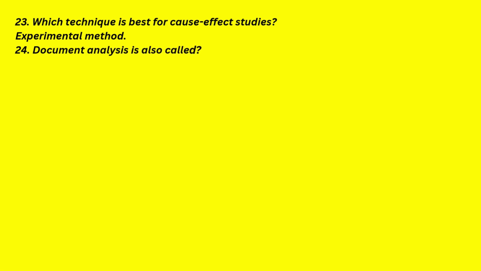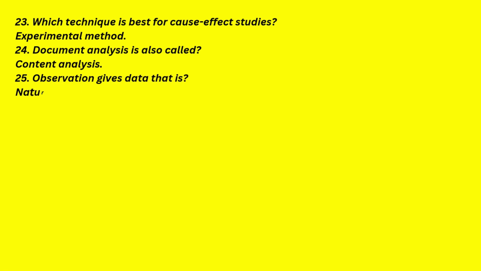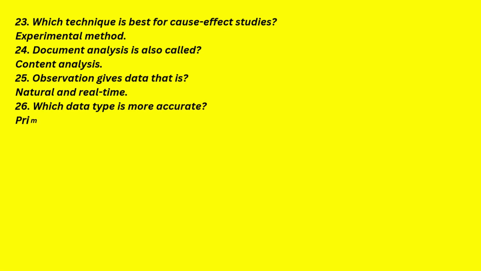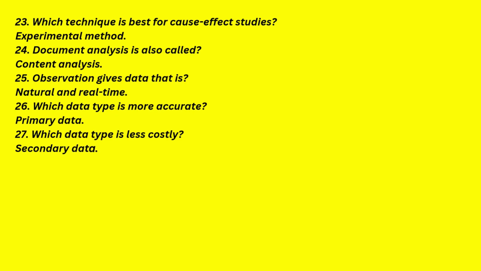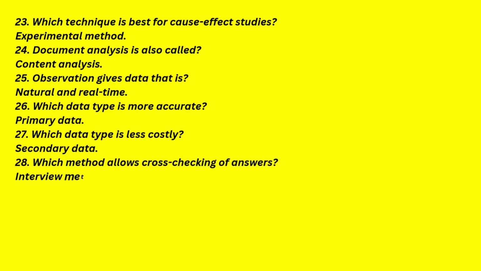Question 25. Observation keeps data natural and real time. Question 26. Which data type is most accurate? That is primary data. Question 27. Which data type is less costly? That is secondary data. Question 28. Which method allows cross-checking of answers? That is the interview method. Question 29. Which method is prone to non-response error? That is questionnaires.